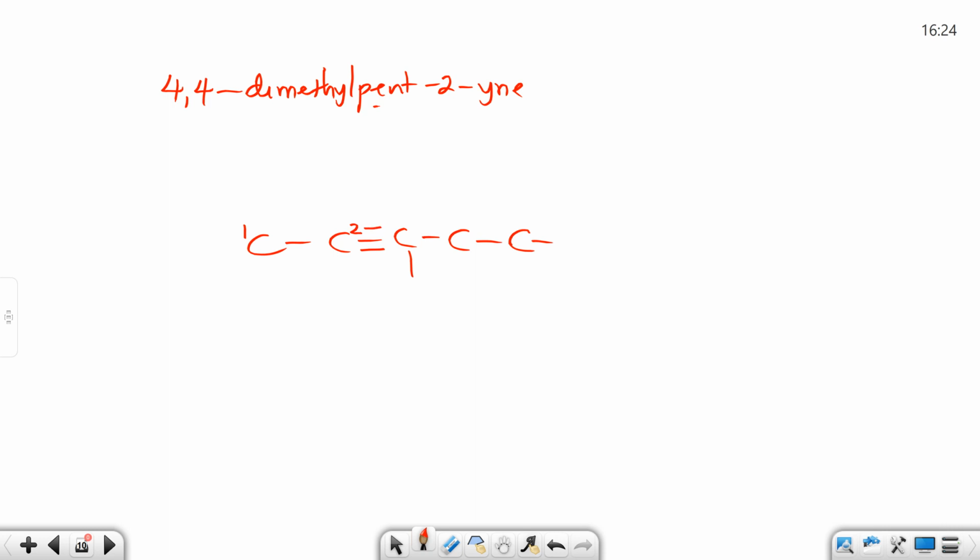Oh, triple bond. Okay, easy. If it's from the right-hand side, this is now 3. Yeah, it's fine. There's no rule that says you must number from the left. All right. Pent-2-yne, right? What do I have? Methyl group on number 4. 1, 2, 3, and then 4.